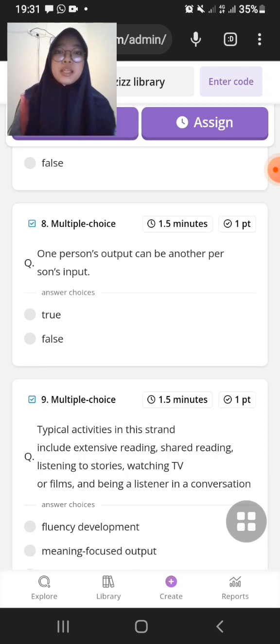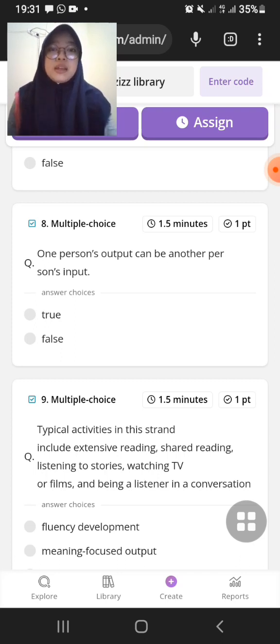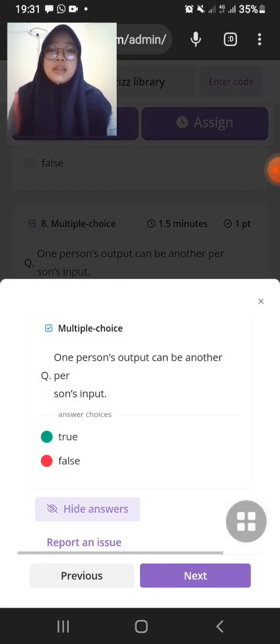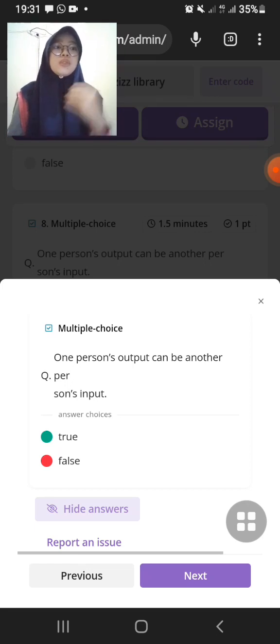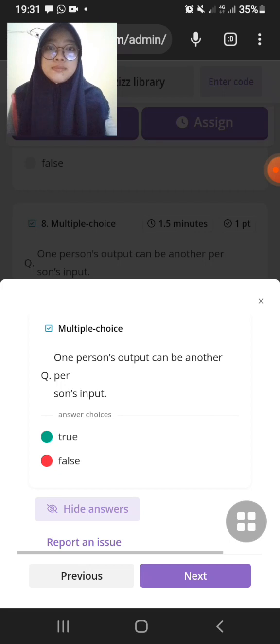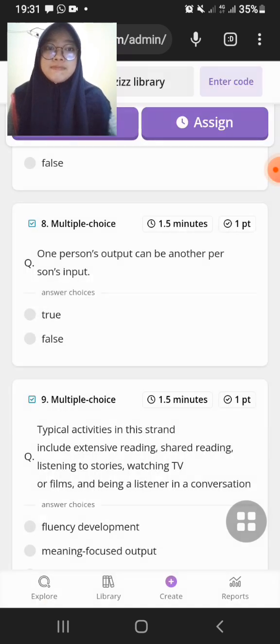Number 8. One person's output can be another person's input. The answer is true, because when someone outputs a statement, others will take in that statement.